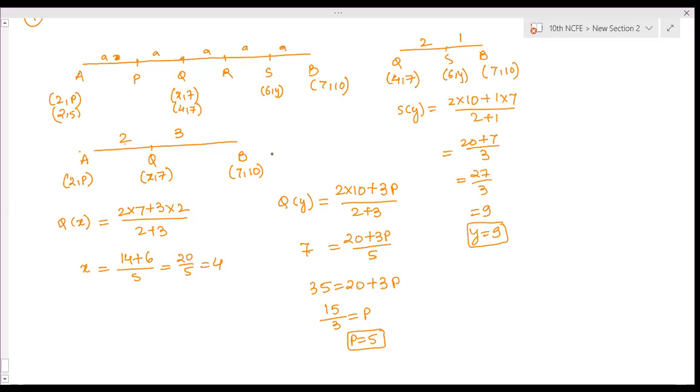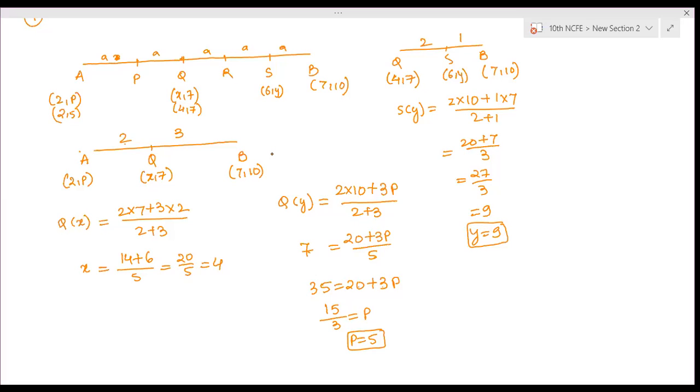Clear? Yes, ma'am. Draw the figure, everything will be clear. You have to draw the figure. That's it. That is more important in this chapter. Any other doubt?